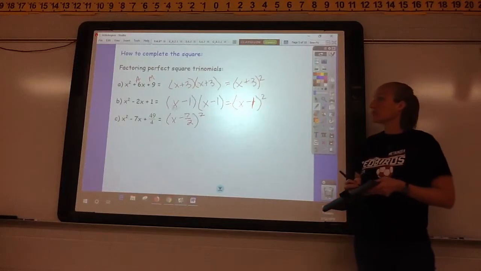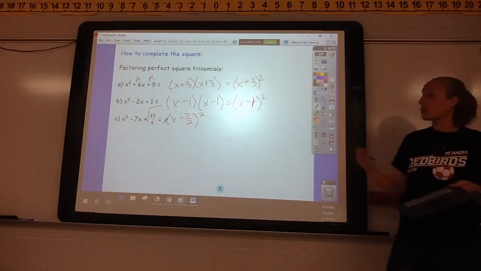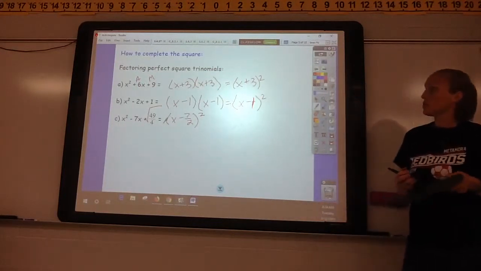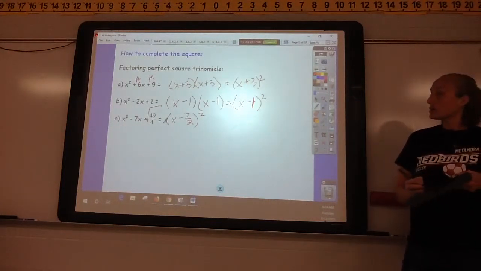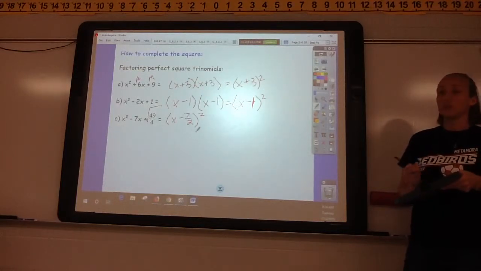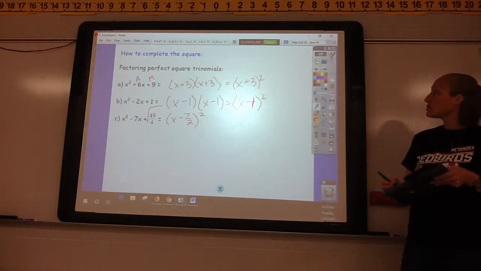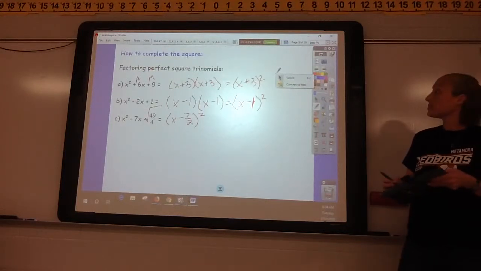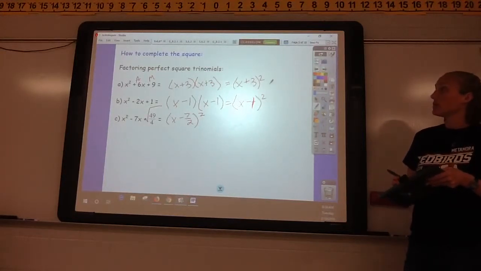I leave them as fractions because taking the square root of 49 over 4 is a lot easier than taking the square root of whatever you get there, 12.25. So it's just easier to take those square roots and find these numbers. So that's how we get to our squares. Now you should look at this and say, okay, I know where this is going with circles, because that's what was in our circle equation, is we want to get to that point.